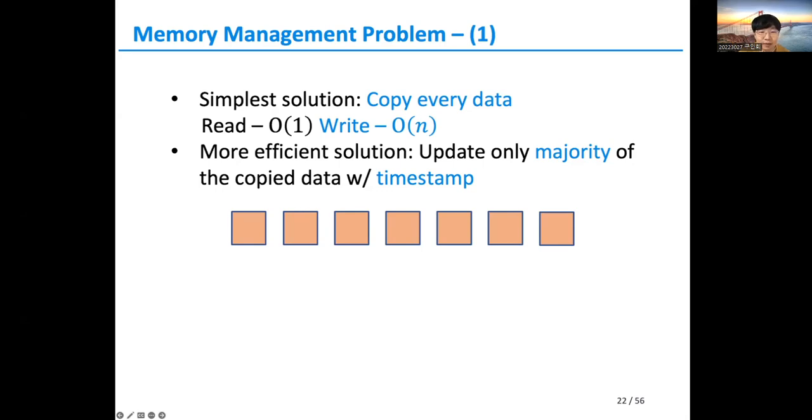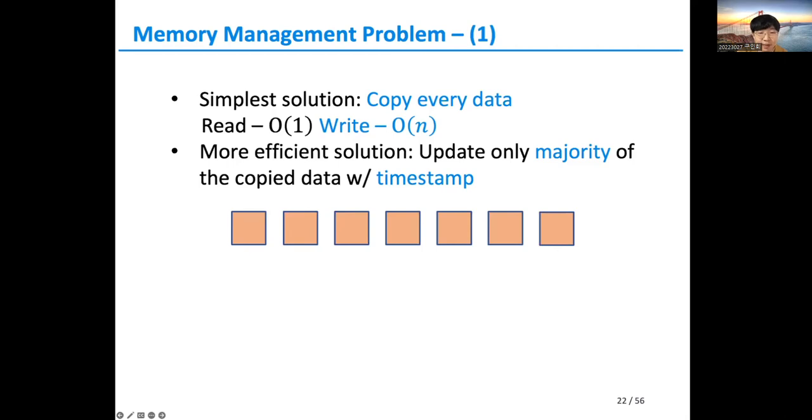The simplest but inefficient simulation would be to copy every datum into the local memory. This leads to a read cost of big O of 1, but on write, because every copy should be updated upon a single update, it leads to a write cost of big O of N. Since the write cost is higher than the read cost in this algorithm, we can reduce the cost of write with a trade-off in read cost.